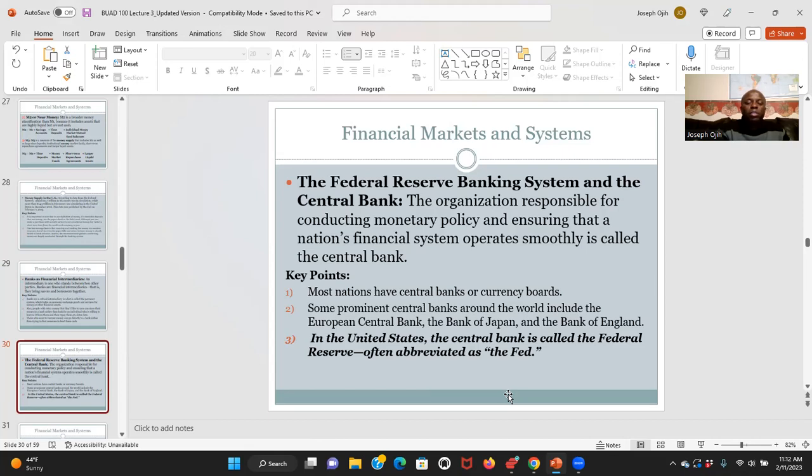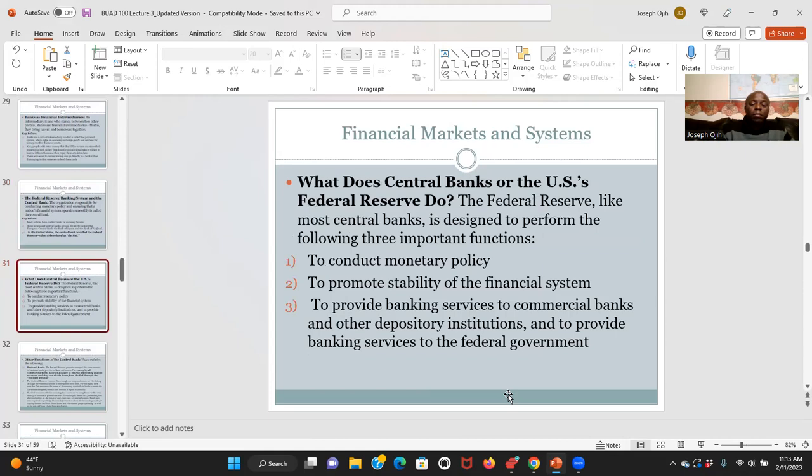Usually most nations have central banks or what we call currency boards. In the European Union, they call it the European Central Bank. In Japan, it's called the Bank of Japan. And in England, it is called the Bank of England. So now a natural question to ask becomes, what exactly does the central bank do?